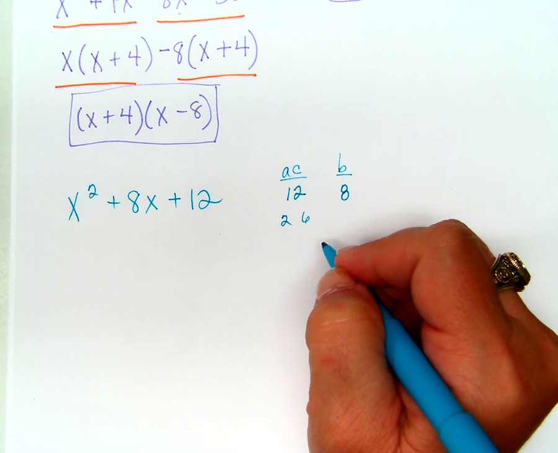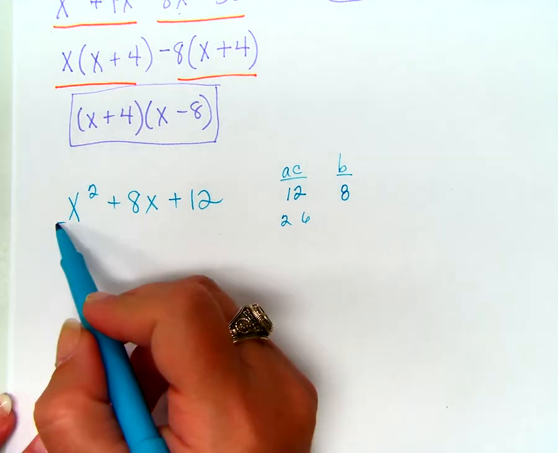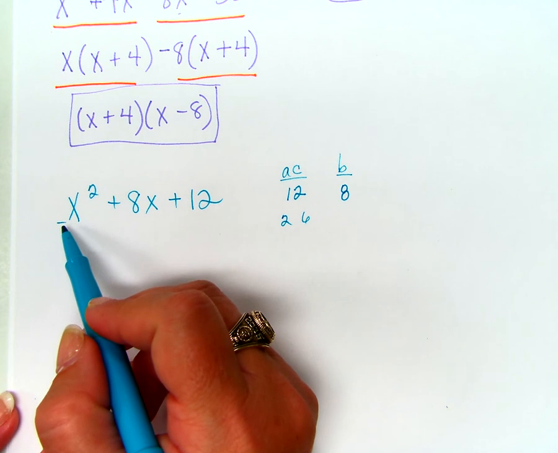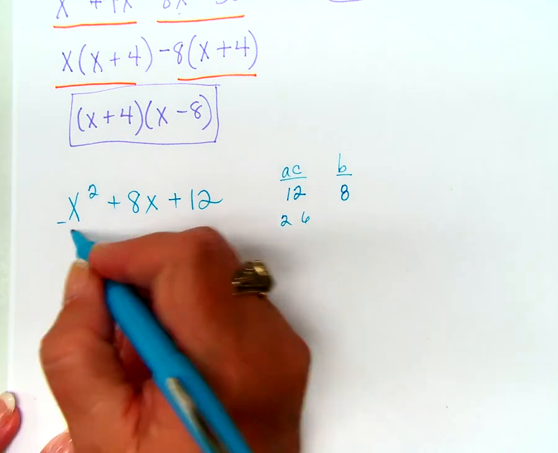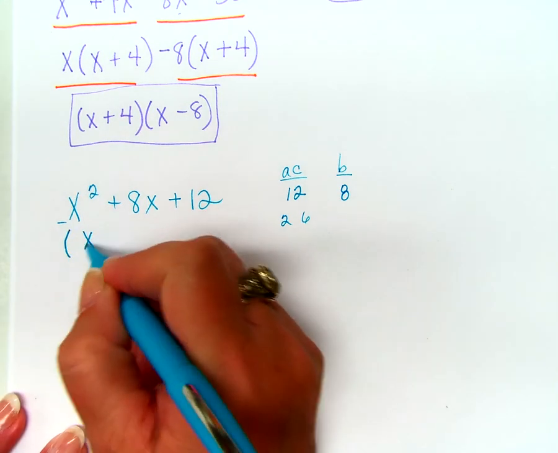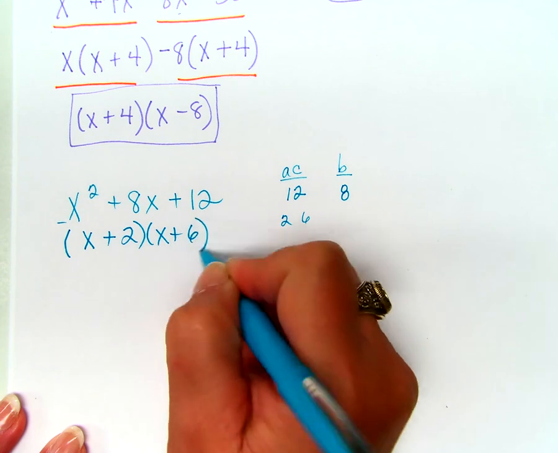Why can I go straight to my factors? A is 1. The other thing that this is called is the leading coefficient. It's the coefficient in front when everything's in order. When my leading coefficient is 1, I can go straight to my factors. X plus 2, X plus 6. Done.